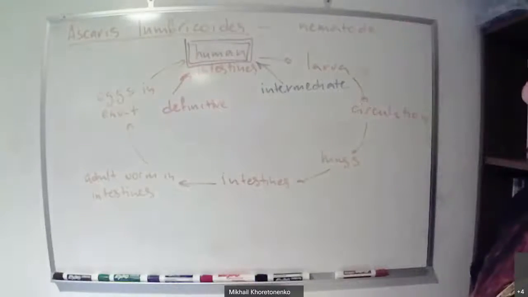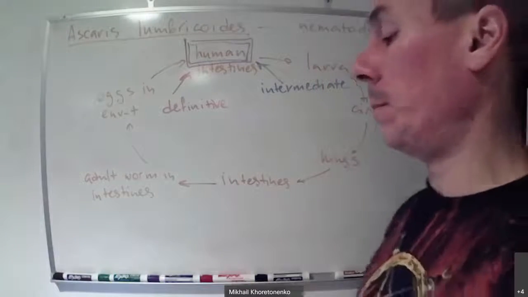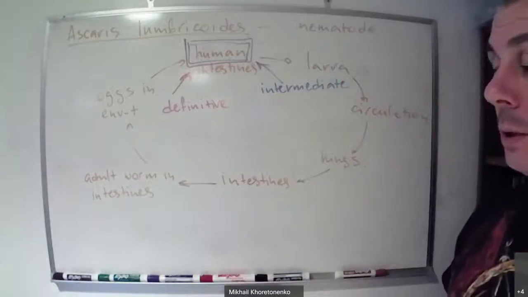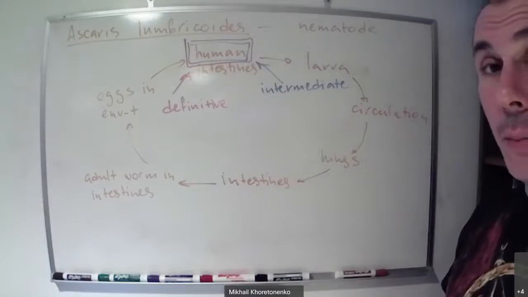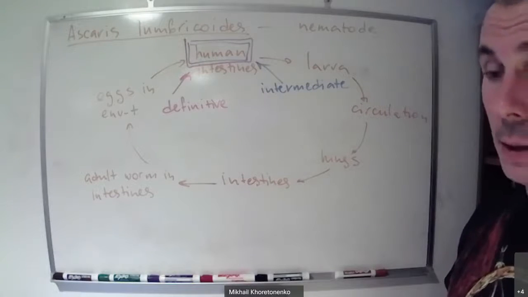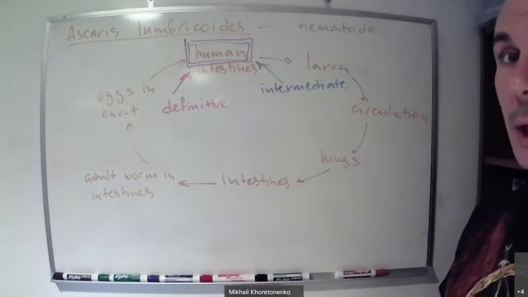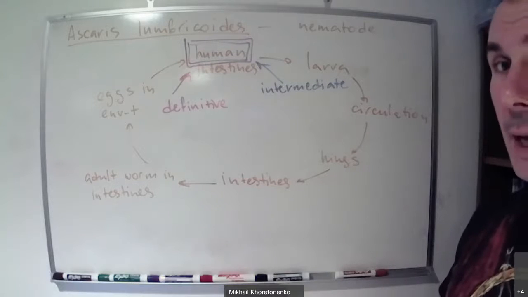So humans are both. First of all, I want to highlight that one worm is not enough to shed eggs, because these worms have sexes. You have to have a male and a female in one gut to start producing eggs. However, once there are two of them, male and female, the female can produce up to 100,000 eggs a day.